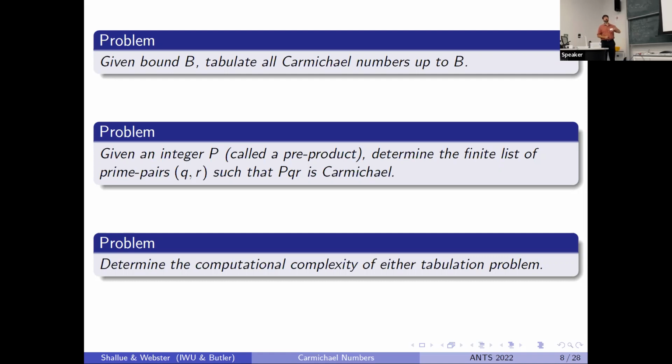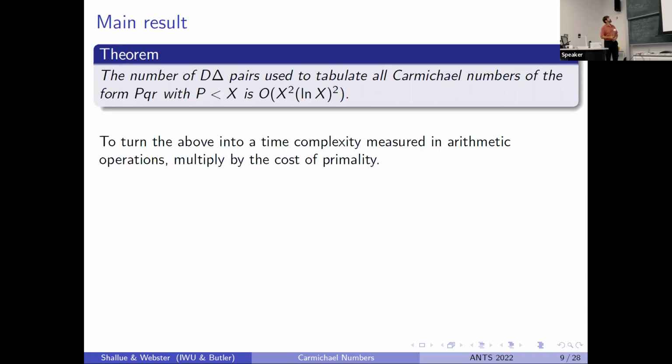And then what you can do is turn this into an overall tabulation algorithm by breaking into two cases, either a small pre-product case and a large pre-product case. For this talk, I will not have much to say about the large case. We didn't make any new progress on the large case. It's the small case that's the focus of this talk. And it appears, at least in my looking through the literature, there isn't much written about the computational complexity of this problem. So I think that's also of interest, to try to make some progress on that third problem.